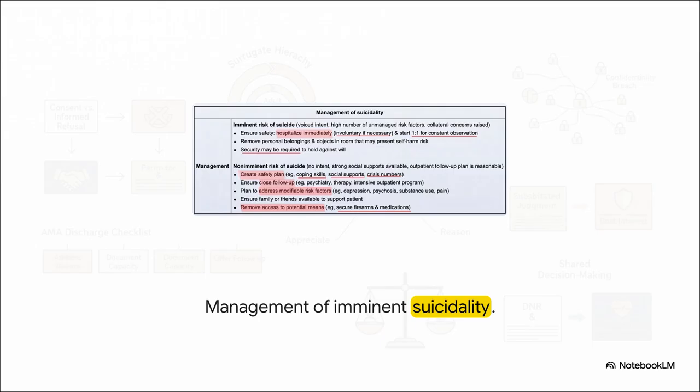Now, if it's a non-imminent risk, say there's no active intent and the patient has a really strong social support system, the next best step is creating an outpatient safety plan, making sure you remove access to potential means like firearms, and setting up very close follow-up.